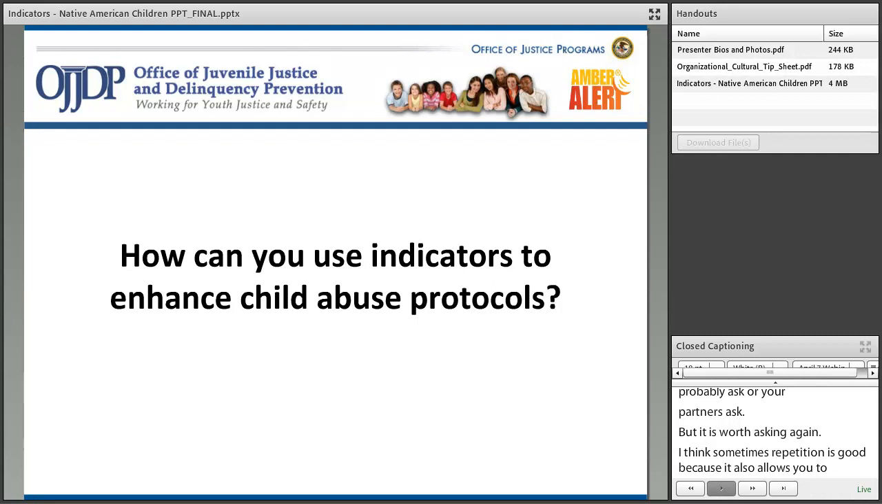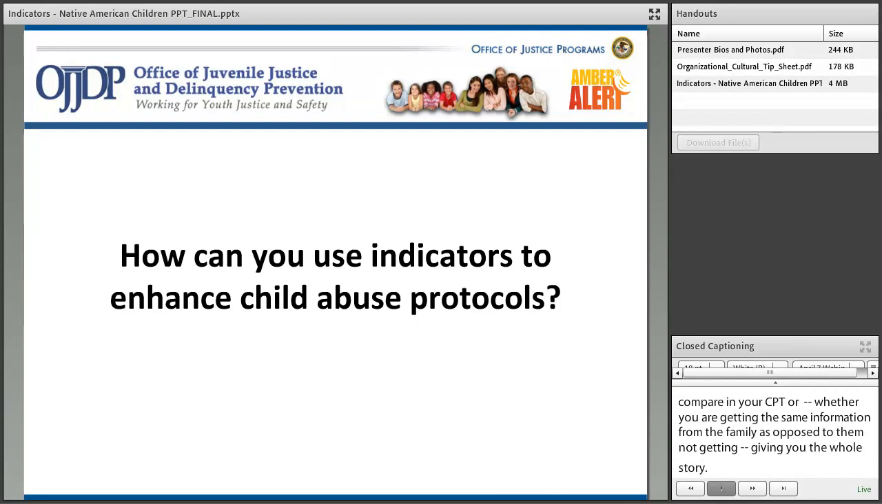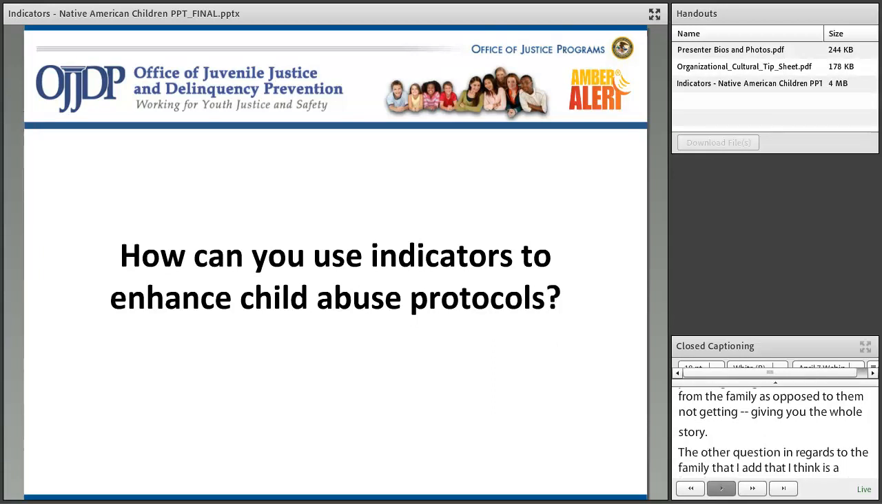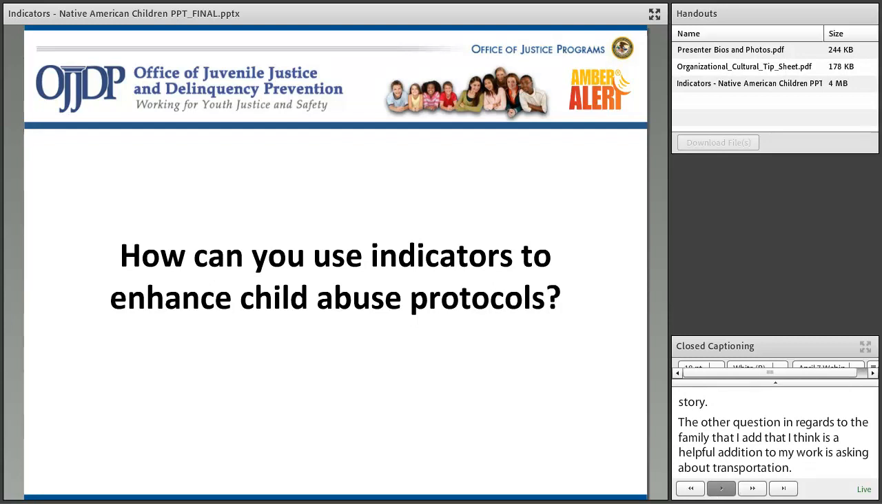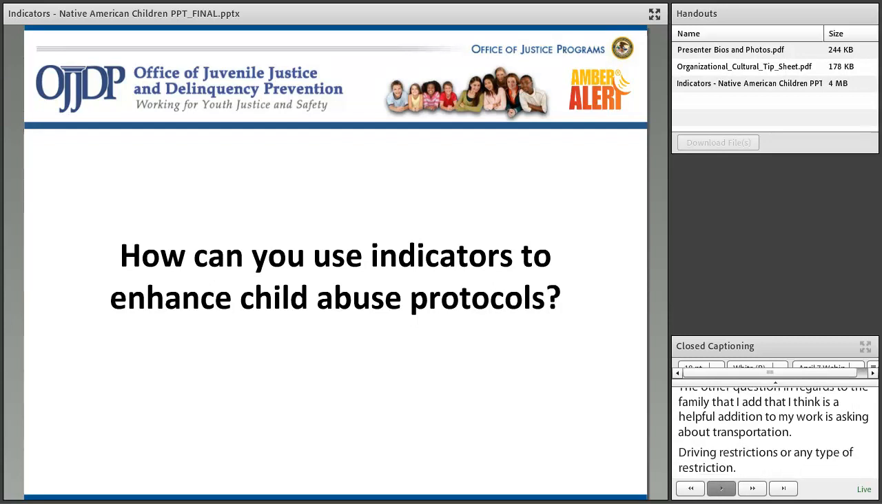The other question in regards to family that I add that I think is a helpful addition to my work is asking about transportation, driving restrictions, or any type of restrictions. If there's someone in the home that is a registered sex offender and they're not supposed to be in the home, those are things that often can be revealed through the interview using indicators.